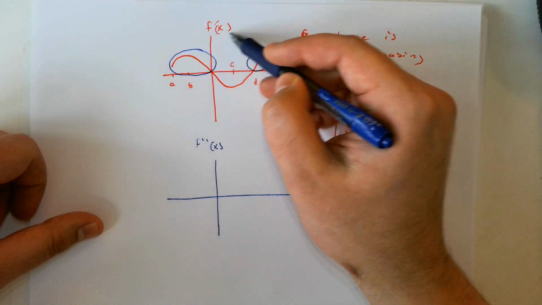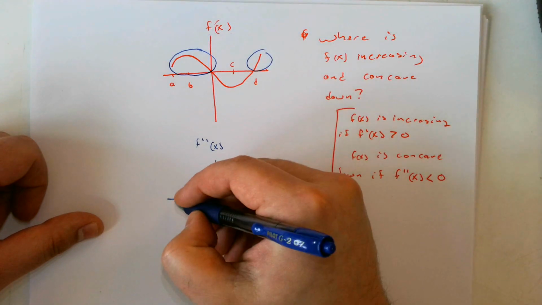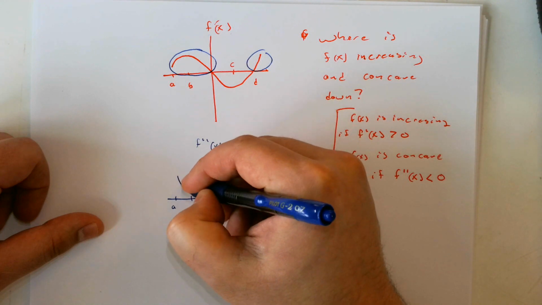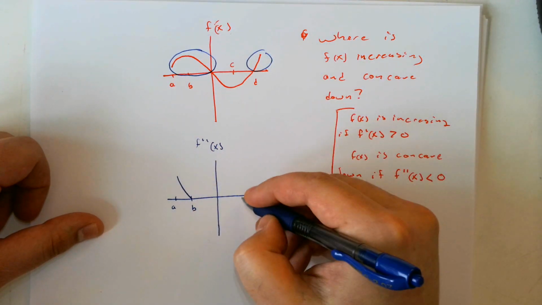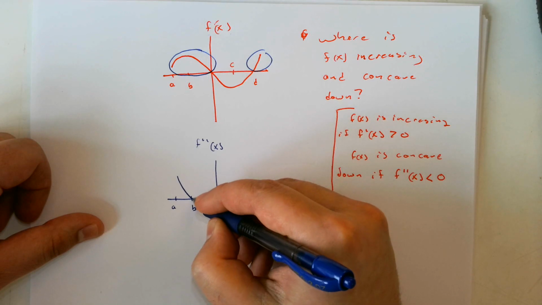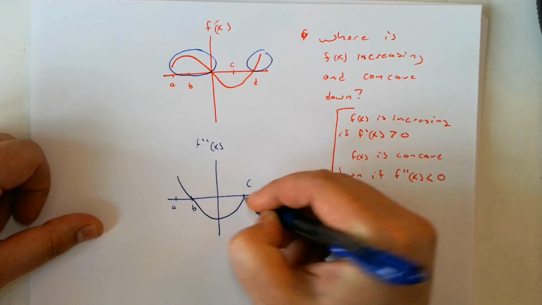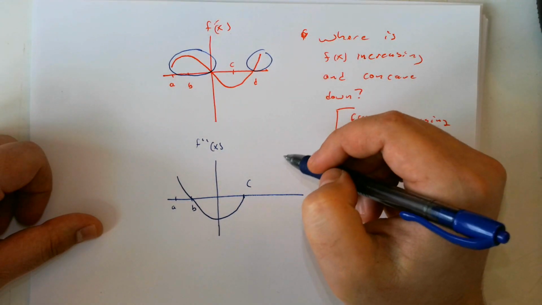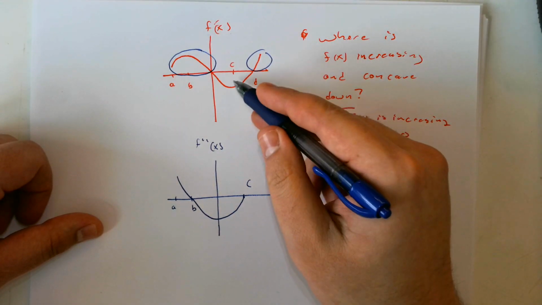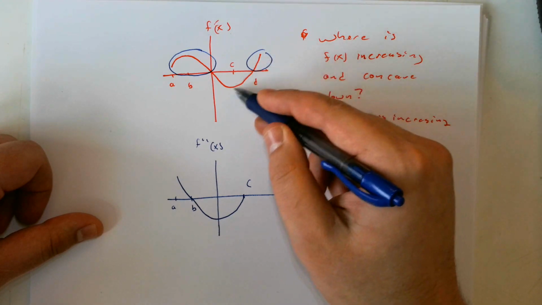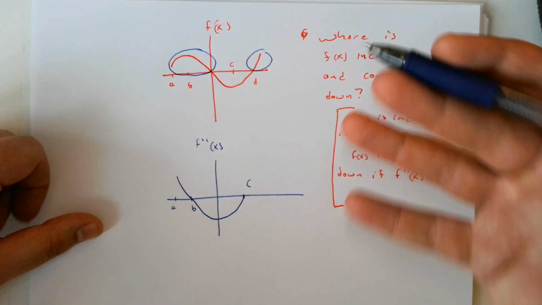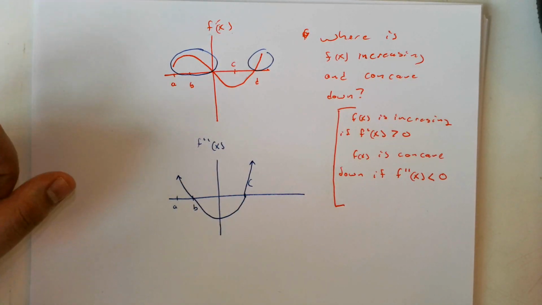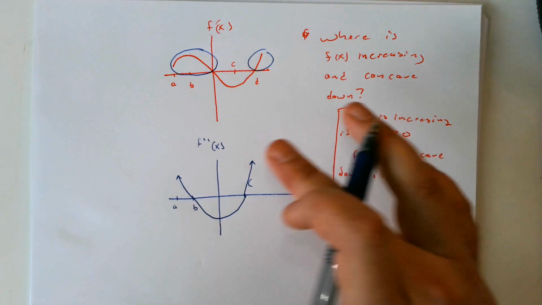I know from a to b, f prime is increasing, so I'm going to label a and b. And I know that I'm increasing up until b. And then from b to c, I am decreasing. Therefore, this function in front of you, the derivative of f prime, will be negative. And then after c, f prime is increasing. So f prime's derivative, f double prime, will be positive. Now that's very easy, right? That setup is very important.